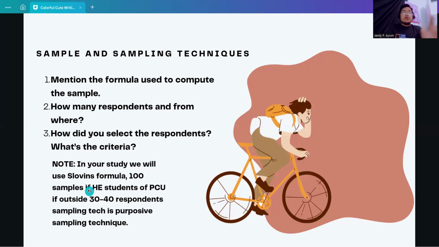Okay, so for your information, lahat po kayo, ang gagamitin ninyo ay Slovin's formula. And then, pag ang respondents ninyo ay tagalabas, ang magiging total number of respondents nyo ay 100.